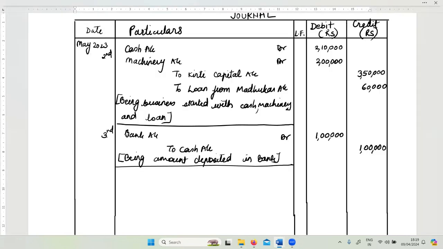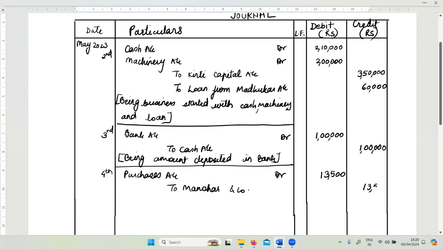If you remember the trade discount and cash discount that we discussed, there will be no separate trade discount account. Directly I'm going to write purchases account debit after reducing the trade discount. So 13,500 to Manohar and Company, 13,500. Being goods purchased on credit at 10% trade discount.